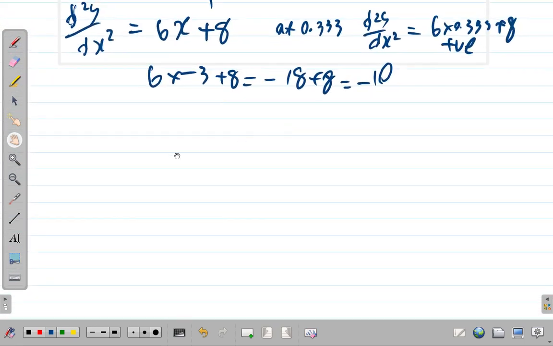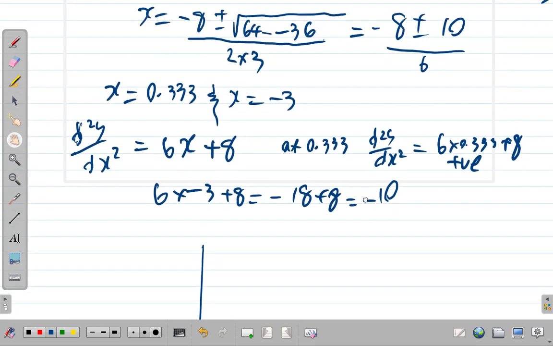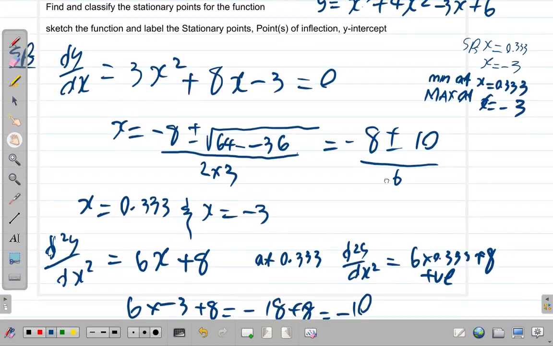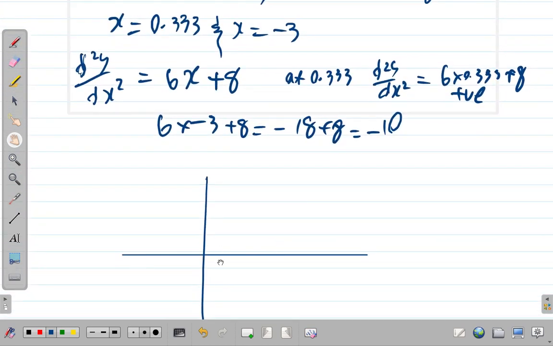So if we sketch our x and y axes, so far we know that there are stationary points at x equal 0.33 and -3. One of them will be at 0.33. If we make this 1, 2, 3 and so on, and -1, -2, -3, -4 and so on.